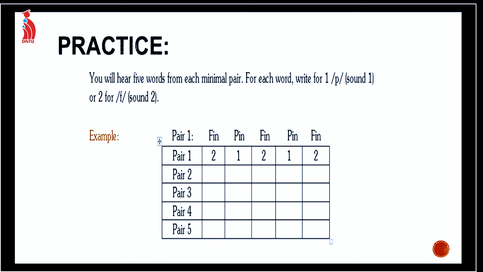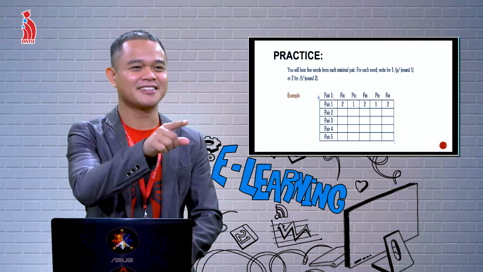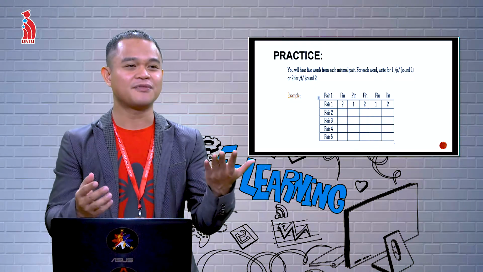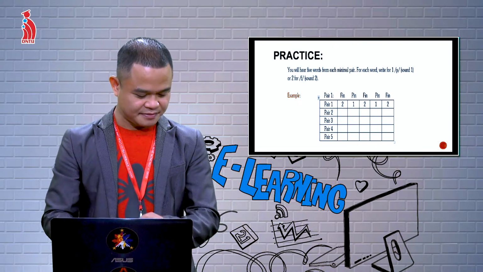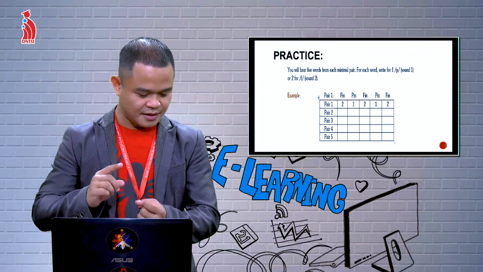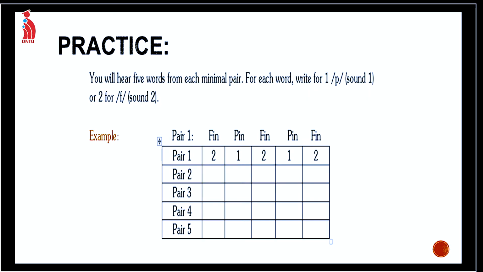And the last pair, pair 6. I'm sorry, that's 4 or 5. Okay, now pair 6. Let's do it. Fool. Pool. Fool. Fool. Fool.